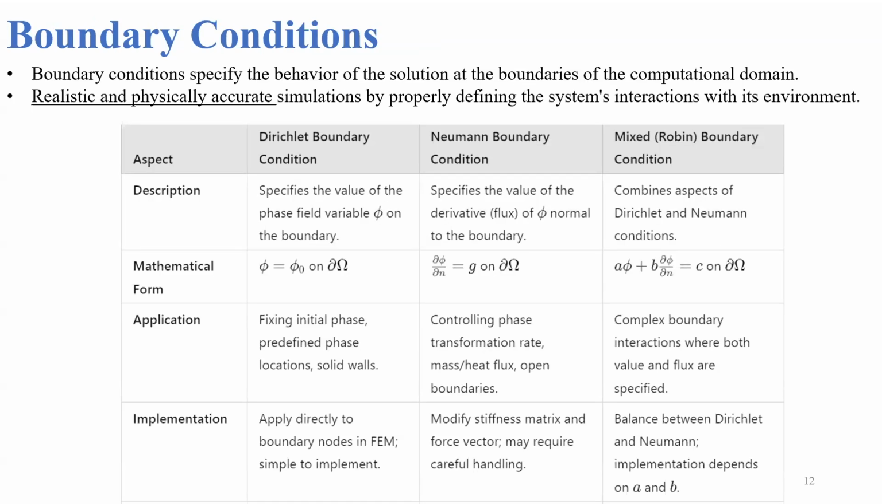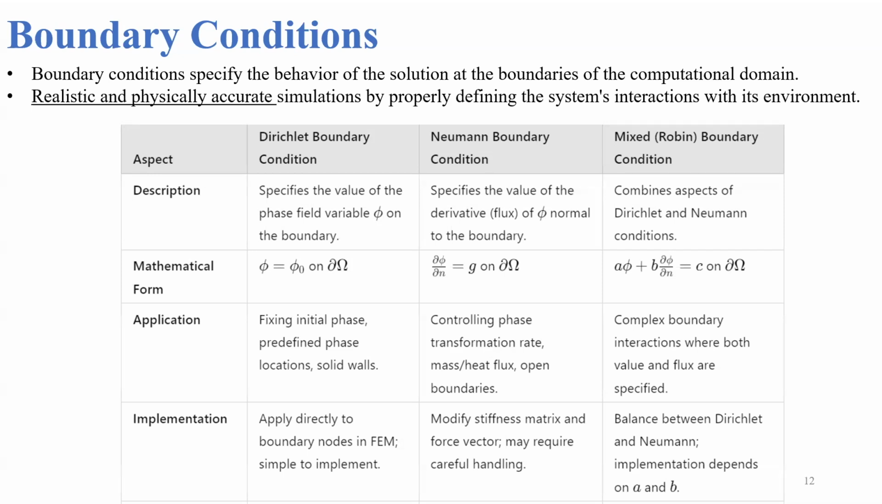An important concept to learn here is boundary conditions. We discussed that a little bit earlier as well, but let's deal with some of the different types of boundary conditions. Boundary conditions are very important, and they specify the behavior of the solution at the boundary of the computational domain. For example, if you have a beam, you might want to fix the beam on one side and apply the load on another side. So you might have to apply the boundary conditions appropriately. It can realistically and physically model the simulation parameters, and there are different types of boundary conditions.